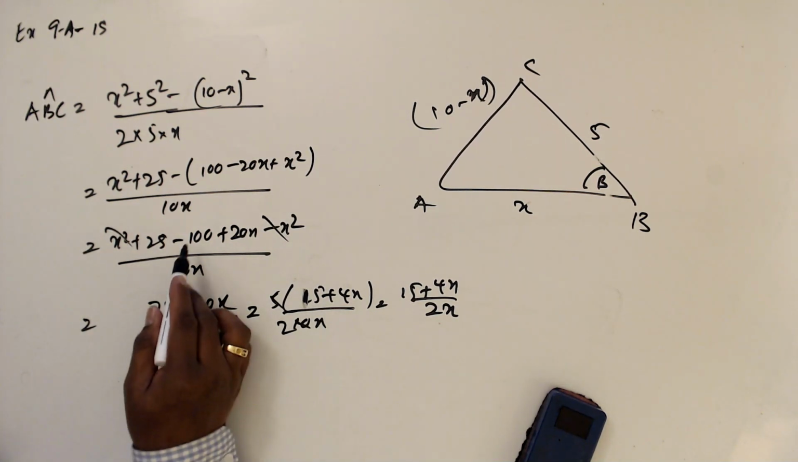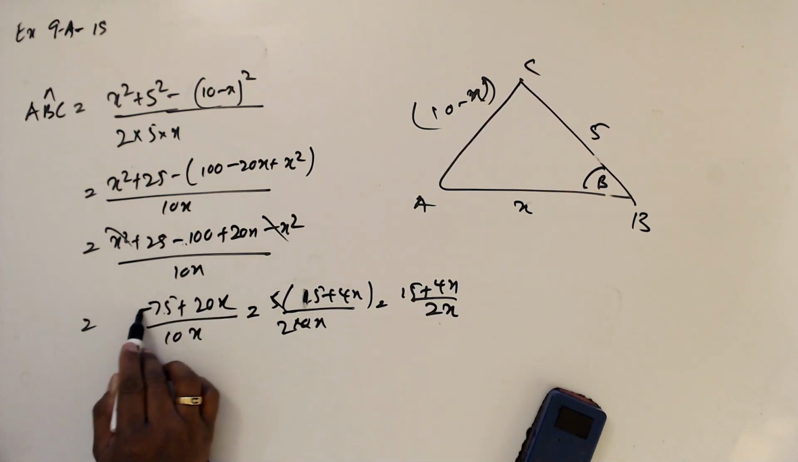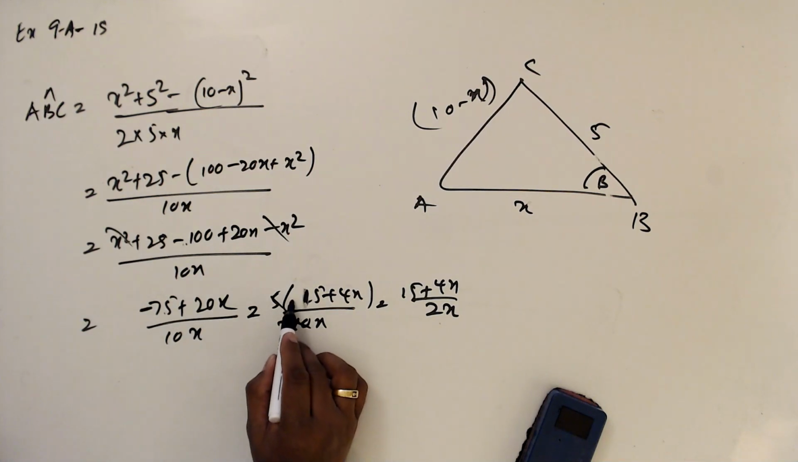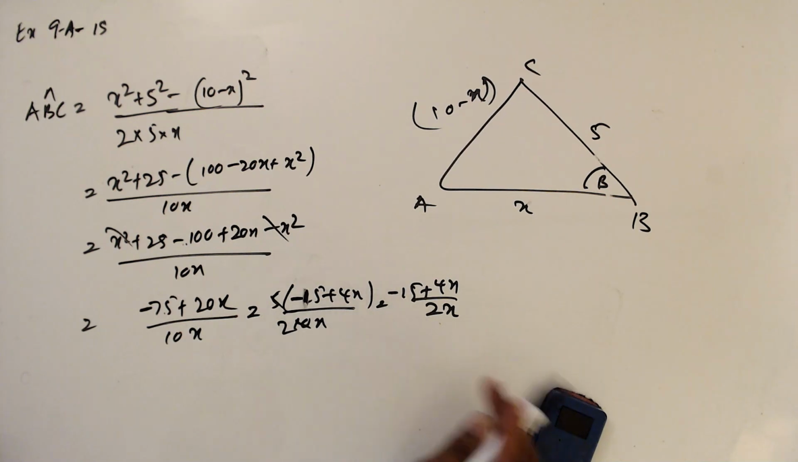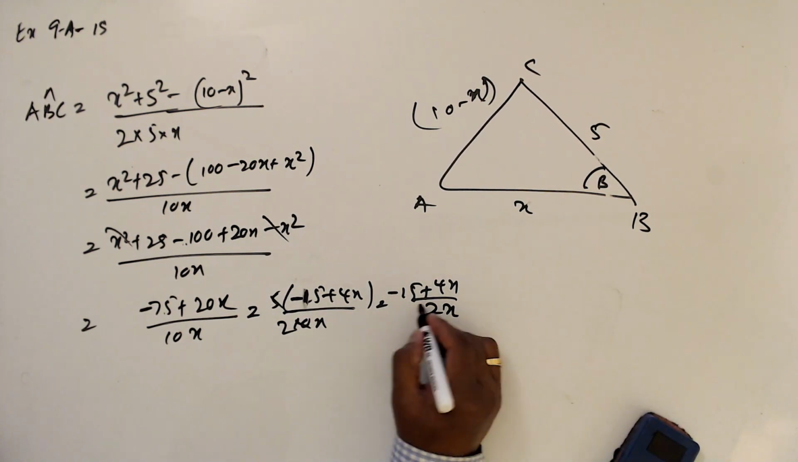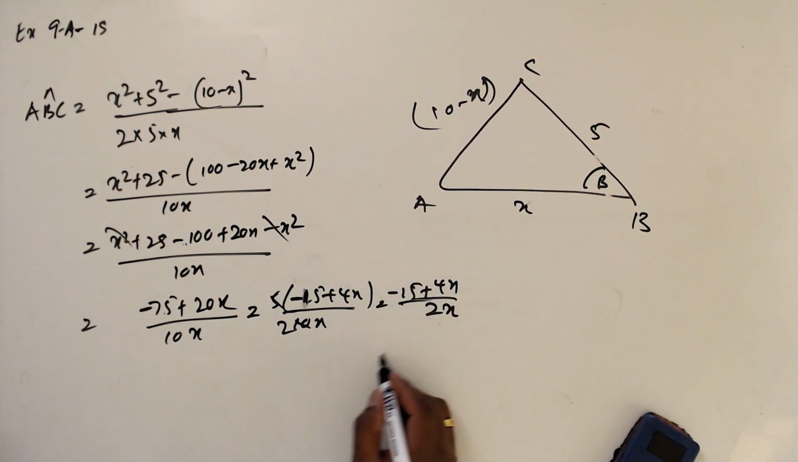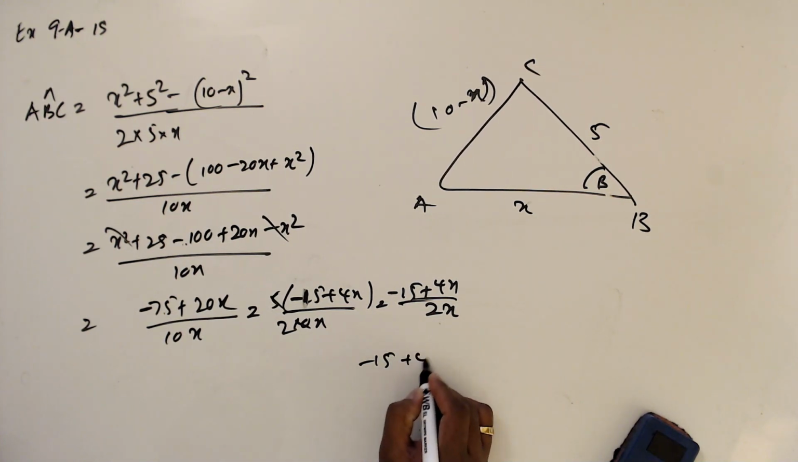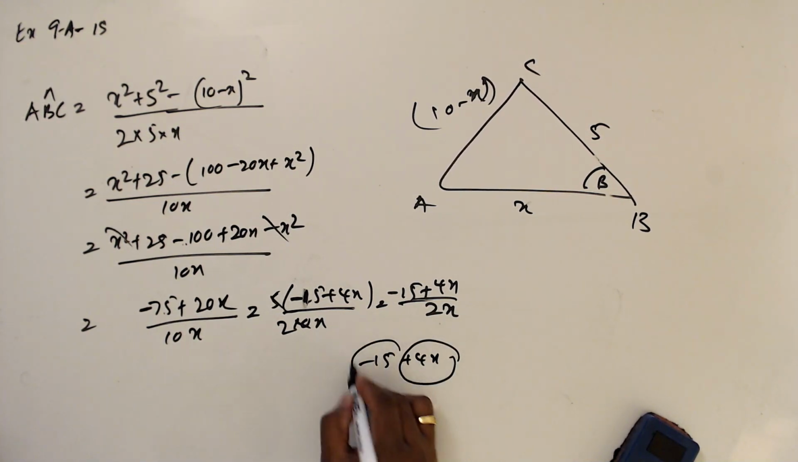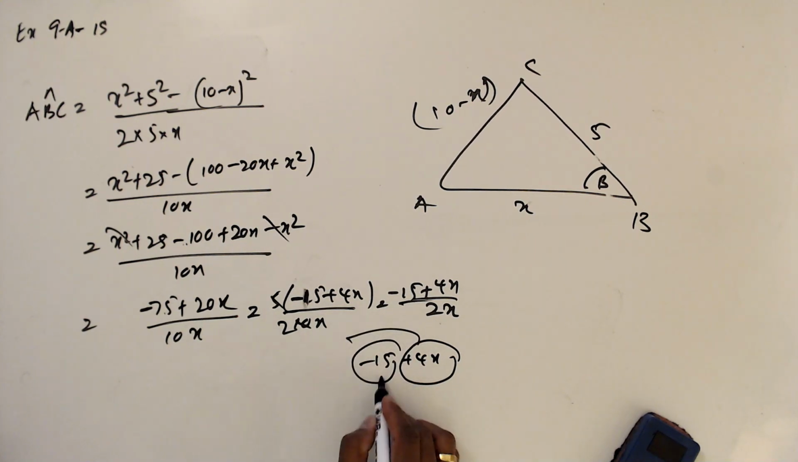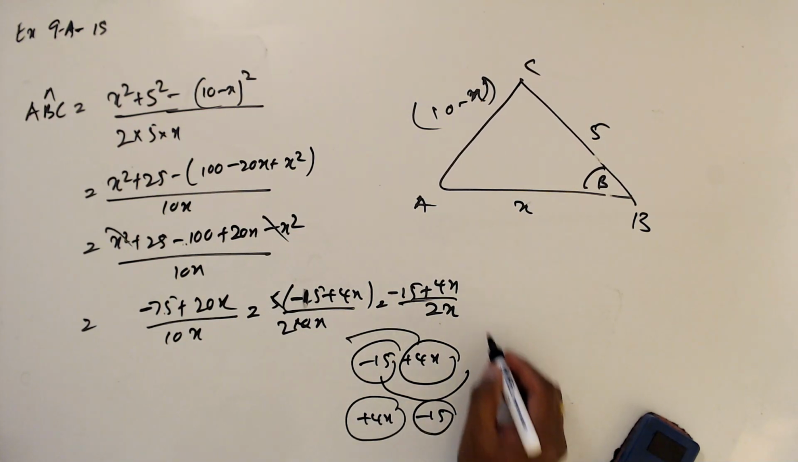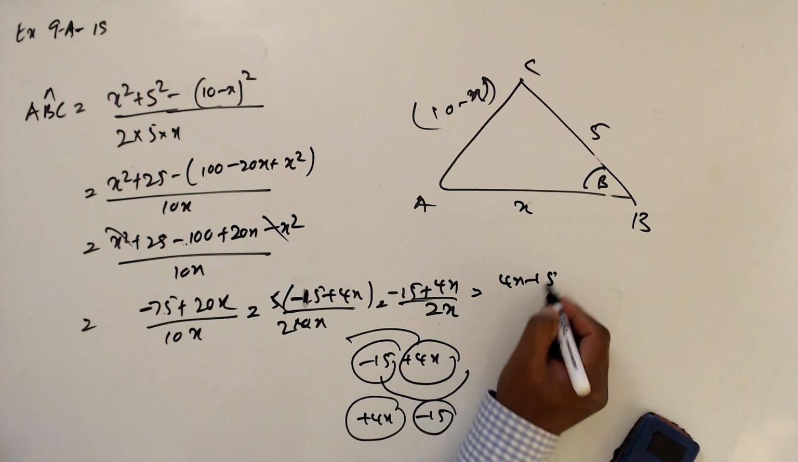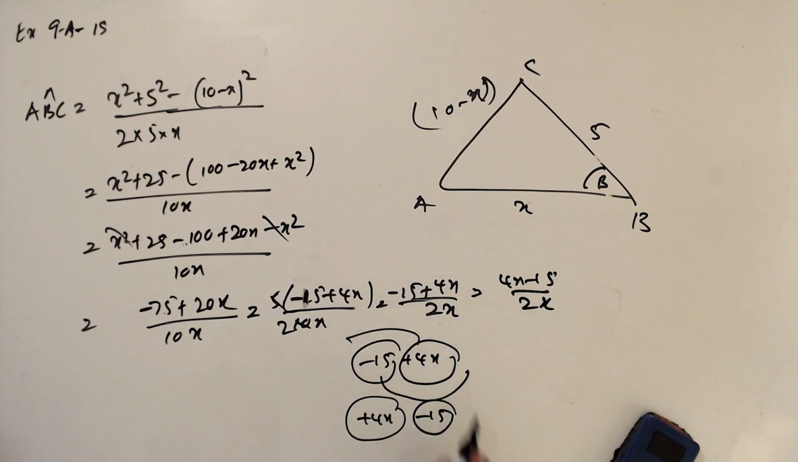What is the error? This is minus 100, then this has to be minus 75. Then this has to be minus. There are two terms, minus 15 and plus 4x. So this is one term and this is one term. I change those two terms. It means plus 4x, another one is minus 15. So it means 4x minus 15 over 2x. Now it's fine.